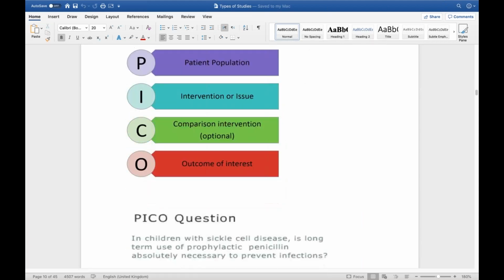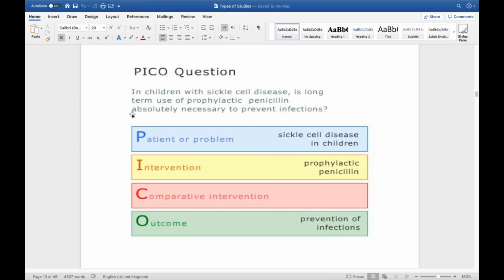that's PICO. I don't think I can really explain it more. So here's another example: in children with sickle cell disease, is long-term use of prophylactic penicillin absolutely necessary to prevent infection? So that's a question, and that's your PICO.